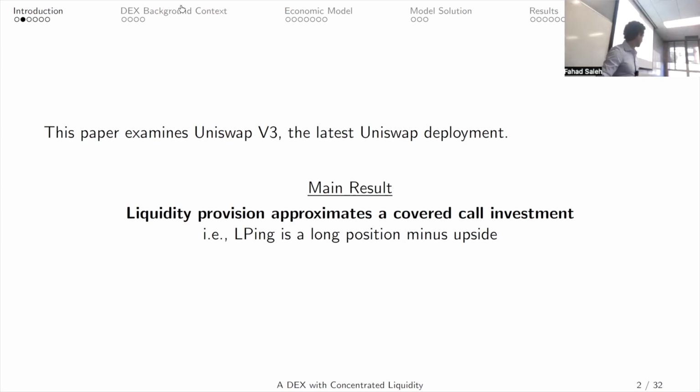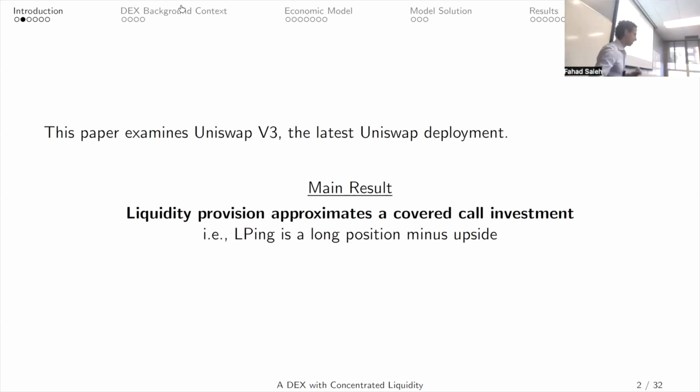So I'm going to anchor the talk a little bit around what we found in that regard. If there's one thing that I can convey through this presentation, it's what I have up here as our main result, which is stated a little bit imprecisely here, but I'll make it more precise as we go, and then really precise when we get to the model so I can use math. But essentially at a high level, it turns out providing liquidity in Uniswap v3 is approximately taking a covered call position.